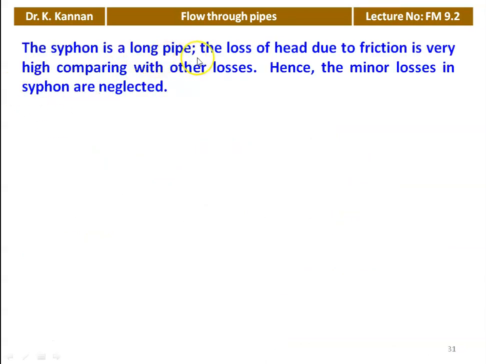The siphon is a long pipe. The loss of head due to friction is very high compared with the other losses. Hence, the minor losses in the siphon are neglected.